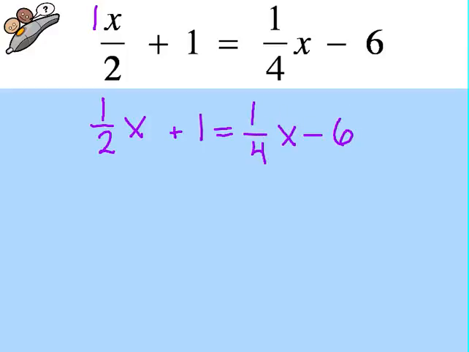this is what I have. So now I need to think about things. I need to combine my x's, right? So what am I going to do? Subtract 1/4 and 1/2. Yep. So I'm going to subtract 1/4 x from both sides.